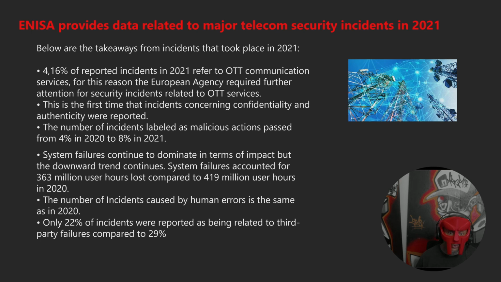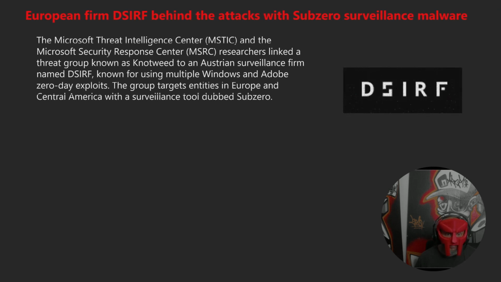System failures continue to dominate in terms of impact, but the downward trend continues. System failures accounted for 363 million user hours lost compared to 419 million user hours lost in 2020. The number of incidents caused by human errors is the same as in 2020. Only 22% of incidents were reported as being related to third-party failures compared to 29%.